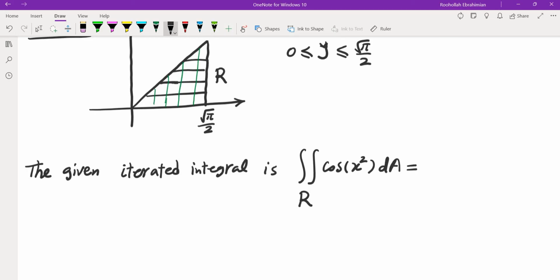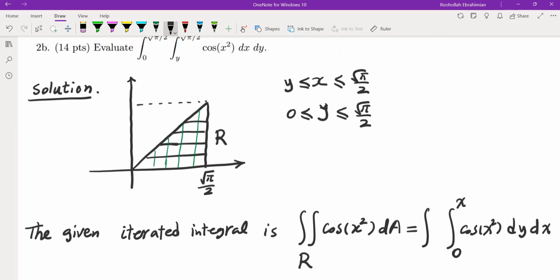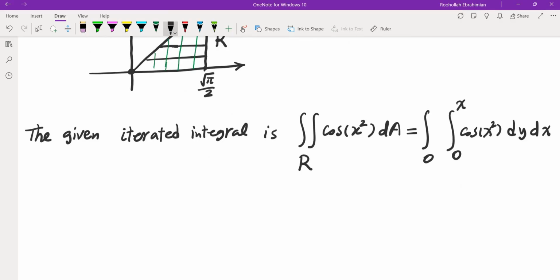Now what we're going to do is switch the limits of integration and do dy dx this time. So we're going to do cosine of x squared dy dx. What are the limits of integration? For y, it goes from the bottom of this region, which is 0, to the top. What is the top? The top is y equals x. And now we know that the limits of x are going to be from 0, which is here, to root pi over 2. So 0 to root pi over 2.